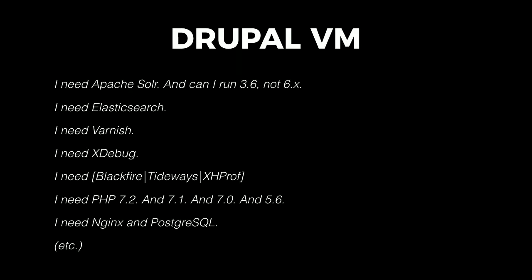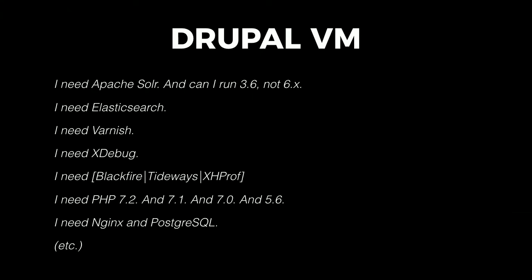Or let's say you need Elasticsearch, which is similar to Solr. It uses Lucene and all that. Drupal VM can add that. It can add Varnish, Xdebug, Blackfire for profiling. You can run PHP 7.2, 7.1, 7.0, 5.6, and up until a month or two ago, 5.5. Actually, you can still do that in a hacky way, but I don't recommend it.